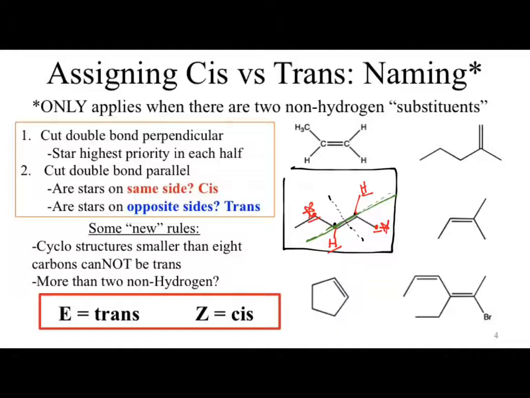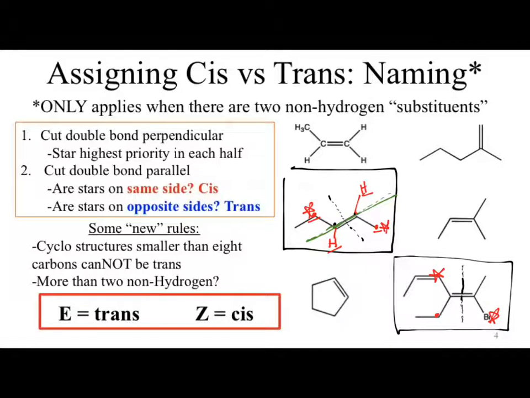Let's move to another example. Let's take a look at the one down here now. I'm going to cut in half this double bond. We go through and evaluate each half. Bromine versus carbon. Which one has the higher atomic number? Bromine. We can star that. We move over to the other side. Carbon versus carbon. Difference in atomic number? No, so then we'd have to track out until we found a difference. What we'll end up finding out is that this top one is starred.